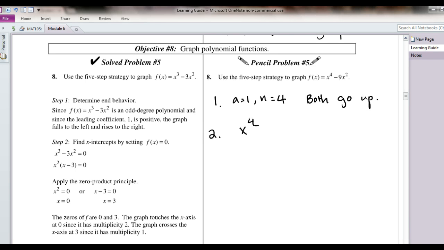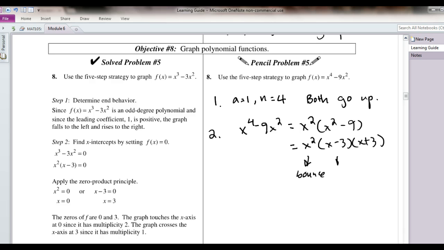Step 2, we want to factor this. So x to the 4th minus 9x squared. They have a common factor of x squared. Then we have x squared minus 9, which factors as a difference of squares, x minus 3, x plus 3. Okay, so then we see that there are 3 zeros: x equals 0, x equals 3, and x equals minus 3. At this 0, it will bounce because it's multiplicity 2. At this 0, it will pass through because it's multiplicity 1. And at this one, it will also pass through because it's multiplicity 1.